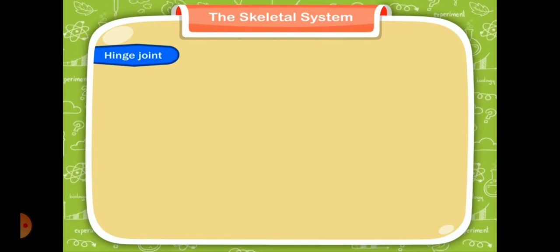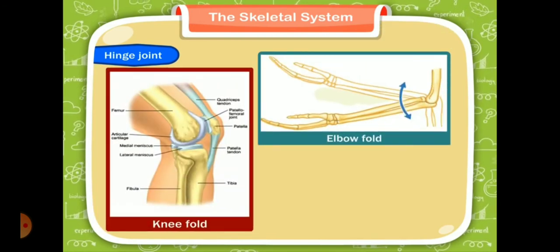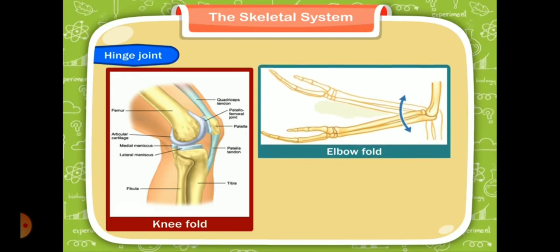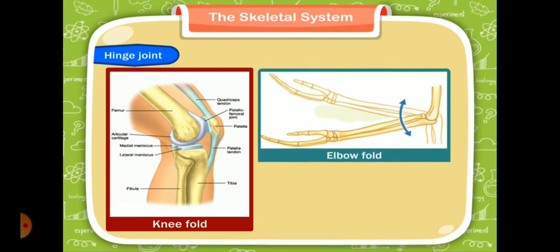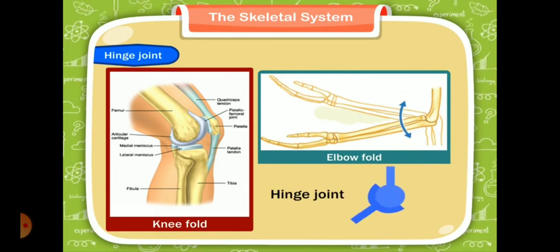Hinge joint. Try to move your knees and elbows in all possible ways. What do you notice? You are unable to move them in more than 2 directions. This is because our knees and elbows have joints called hinge joints.